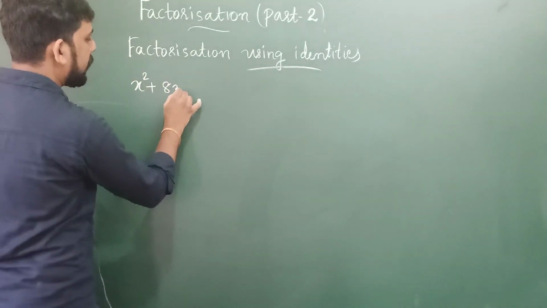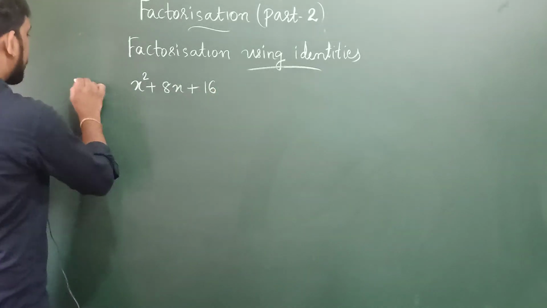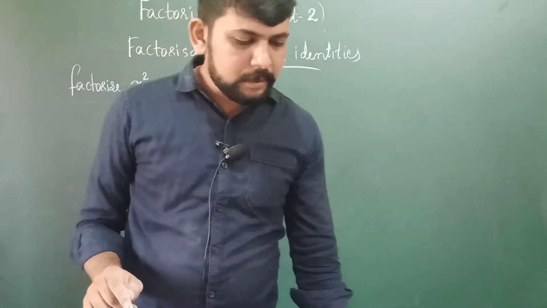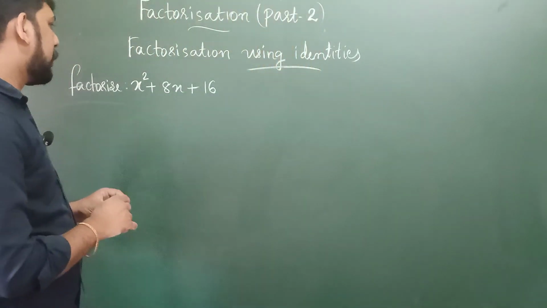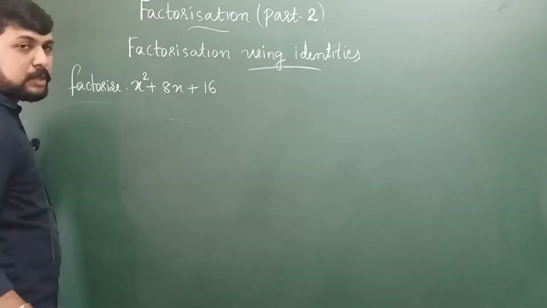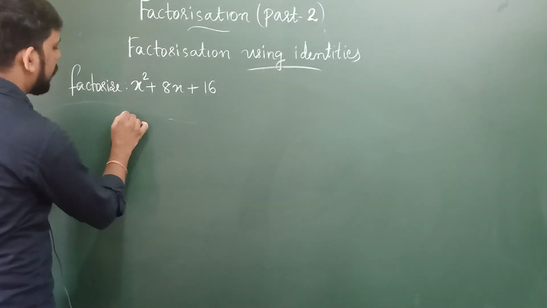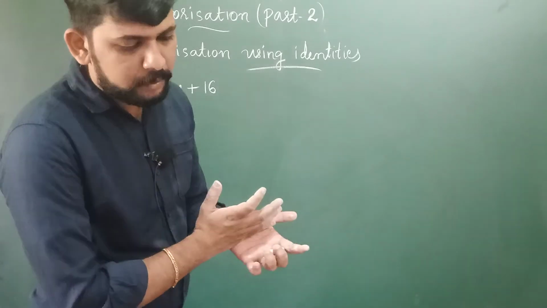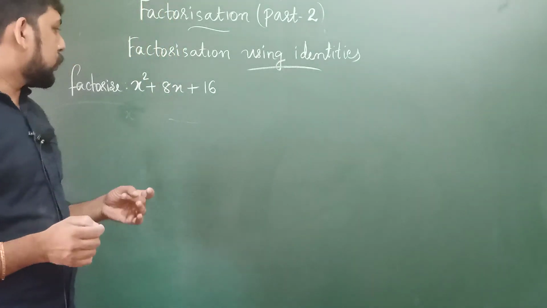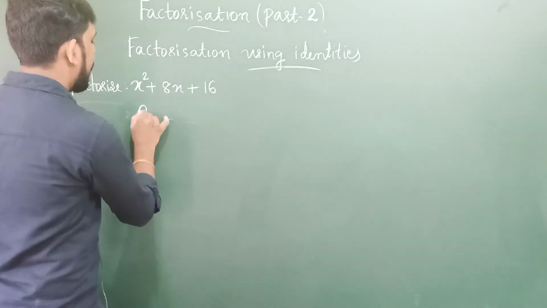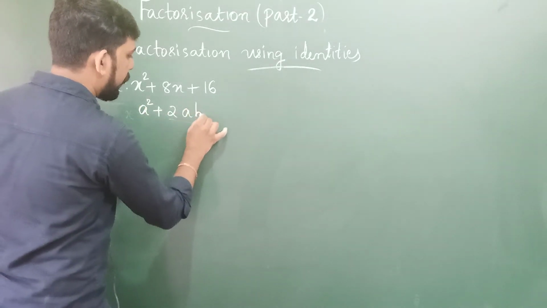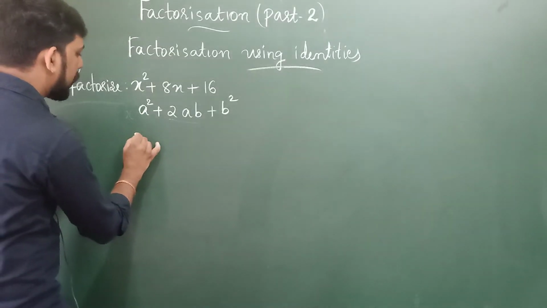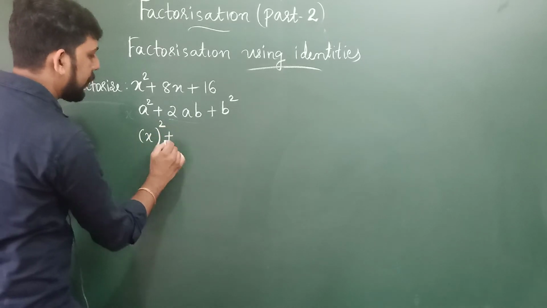First one, x square plus 8x plus 16. Factorize this question. Okay, student, so actually this is a plus b whole square form, right? So this is of the form a square plus 2ab plus b square. Am I correct? Okay, so here a is what? x.